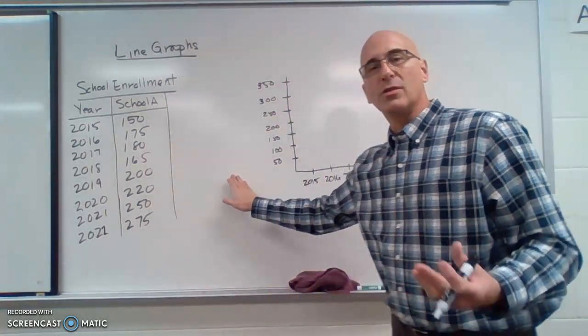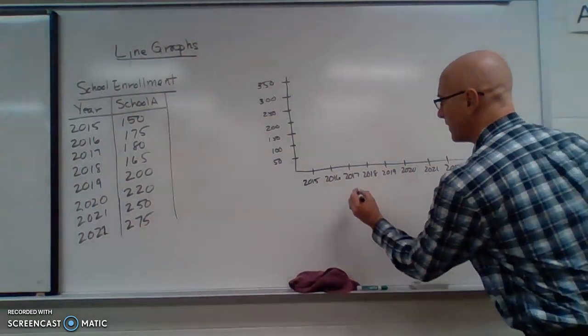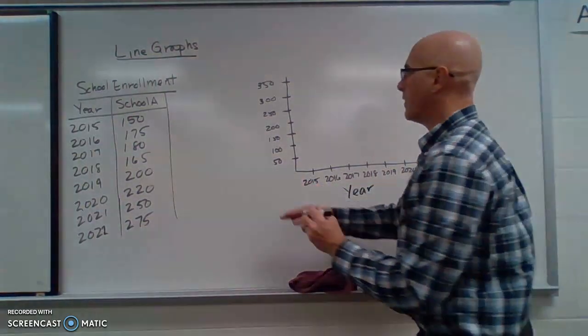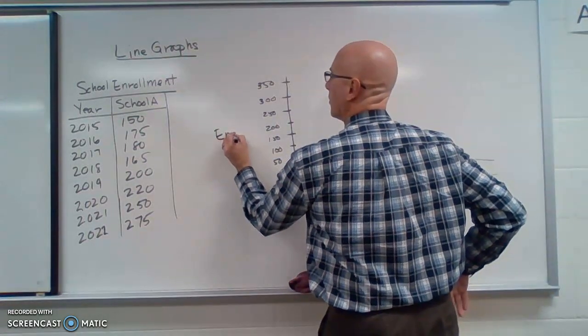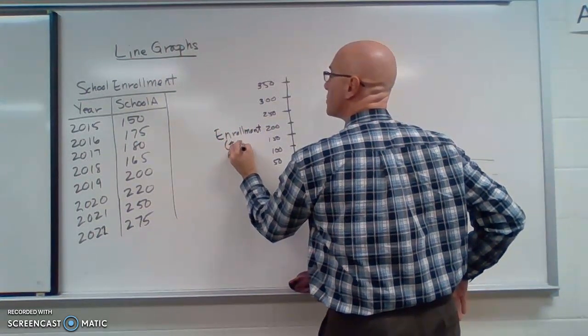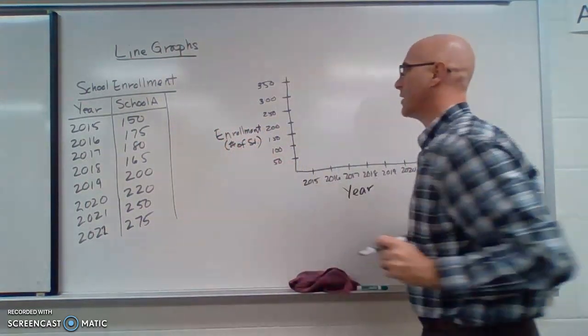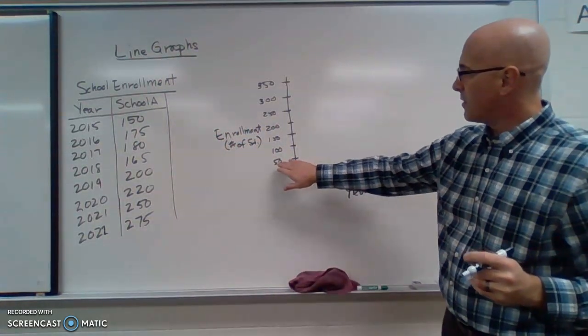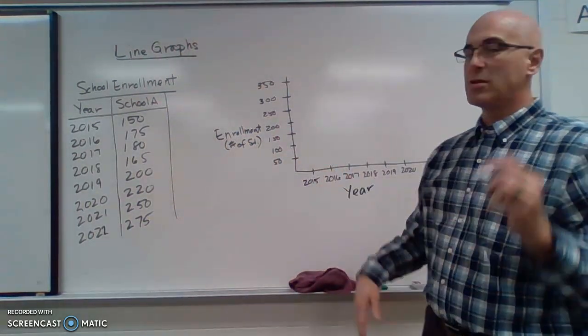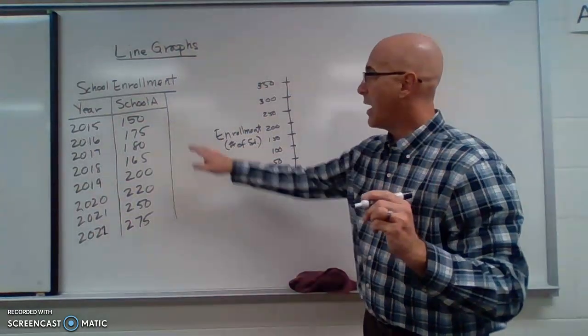And now I am constructing a graph. I put the year on the bottom, and then I'm going to put the enrollment, and that is in number of students, abbreviate that, and I'm incrementing by 50, 100, 150, 200, etc. Now what I am going to do is I'm going to put a dot at each data point.